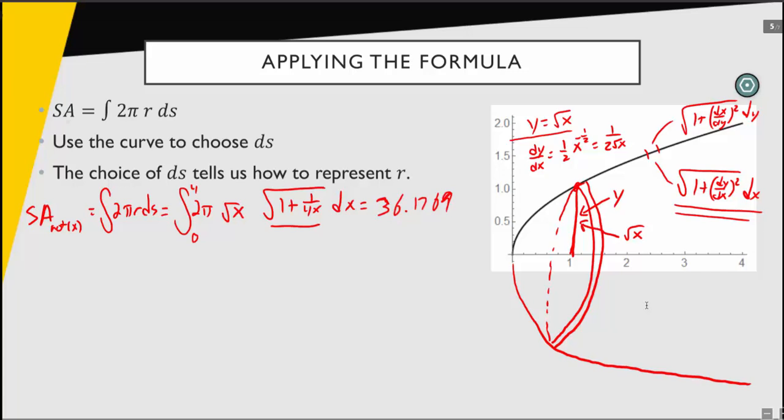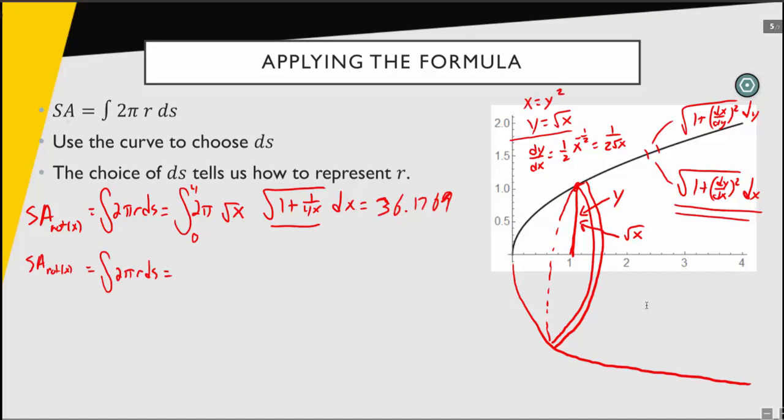Okay. But that's not the only way I could calculate the surface area. I could also calculate the surface area, if I wanted to, if I had made the other choice for ds. Now I said that the curve is that y is a function of x, but we could actually solve that if we wanted to for x and say, well, this is also x equals y squared.